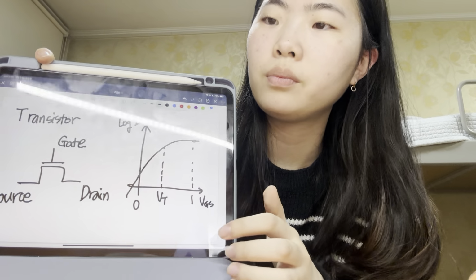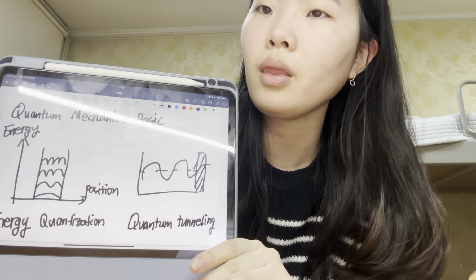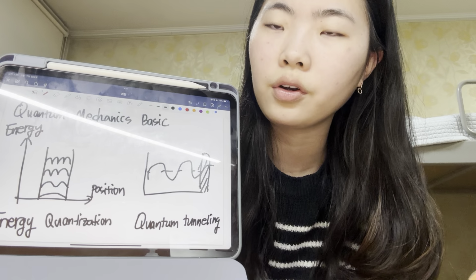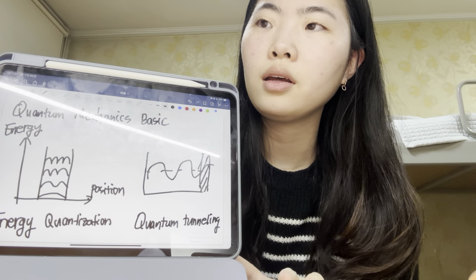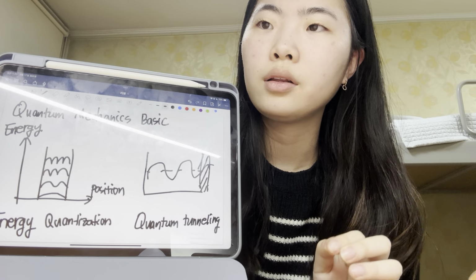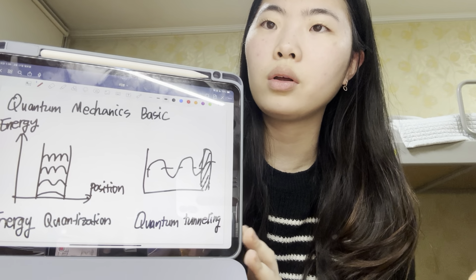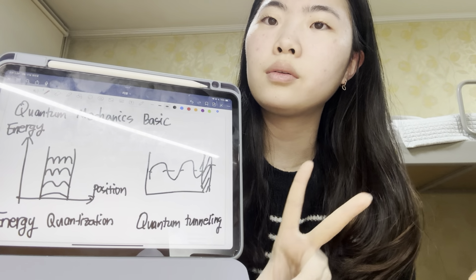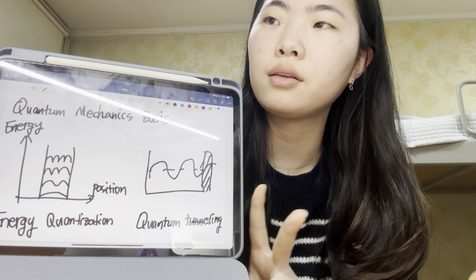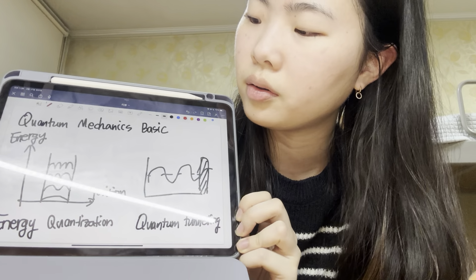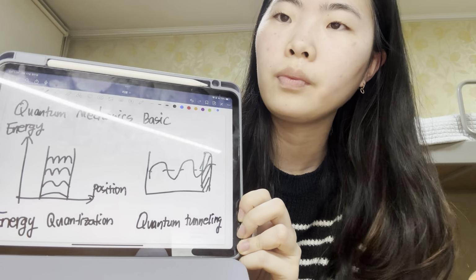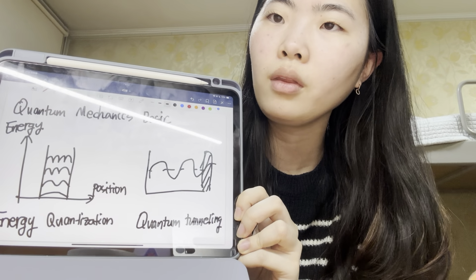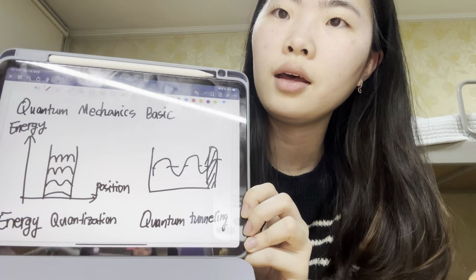So we draw a curve like this, and this is the quantum mechanics of the electron. Everything in the transistor is made of atoms, so we should know about quantum mechanics. There are two concepts of quantum mechanics. First, energy quantization: every energy can be quantized into states. So we can draw a graph like this.